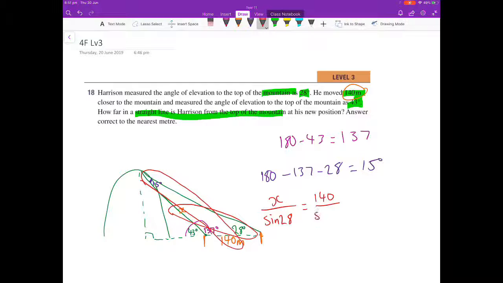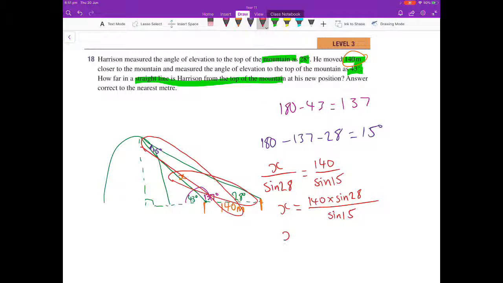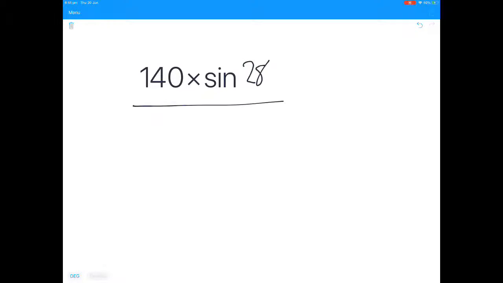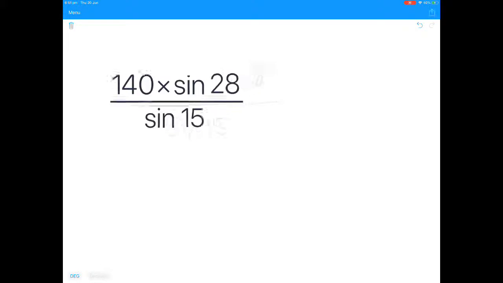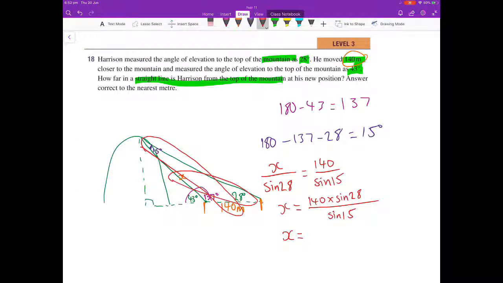In order to do that, when we've got fractions like this, we are just going to cross multiply just that one side, so that x is going to be the 140 times the sine 28 over sine 15. Chucking that into a calculator will get us to our final answer. We did want to go to the nearest meter from memory, so we are going then to 54.